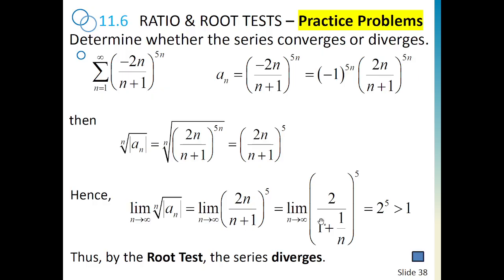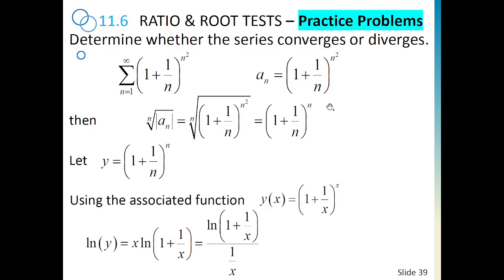So what happens? We compute the limit: it is 2 to the power 5. So this is bigger than 1. So by the root test, this series is divergent. So when you see that you have an expression, everything to a power n or some number times n, then the root test is the best option.